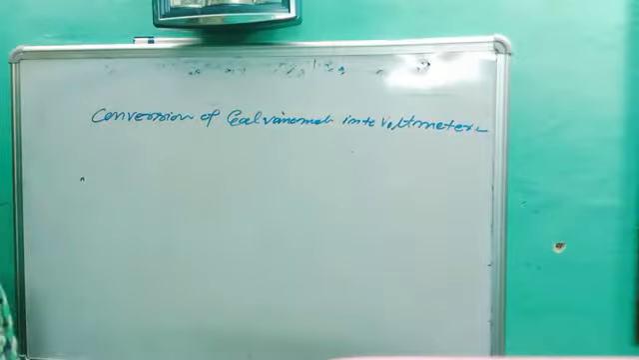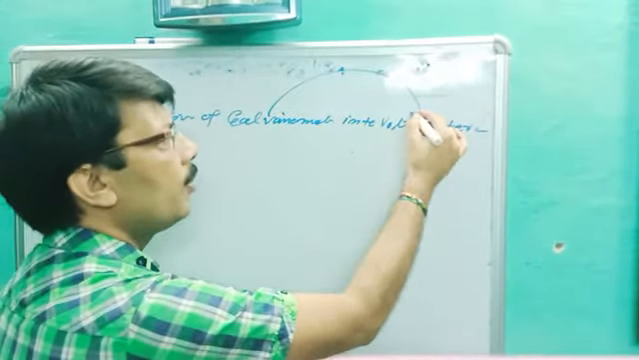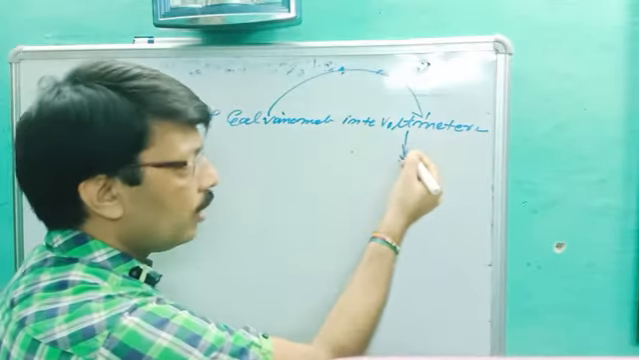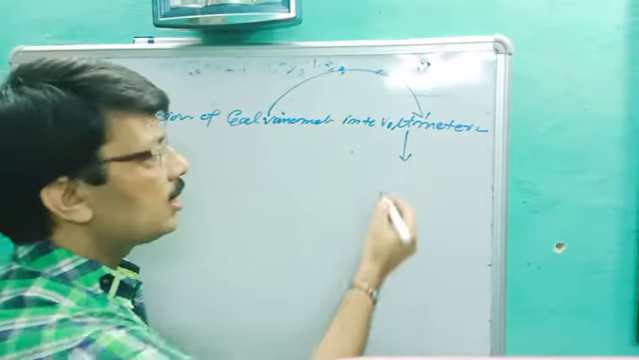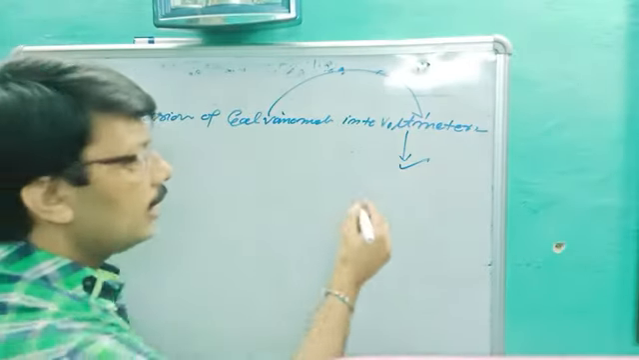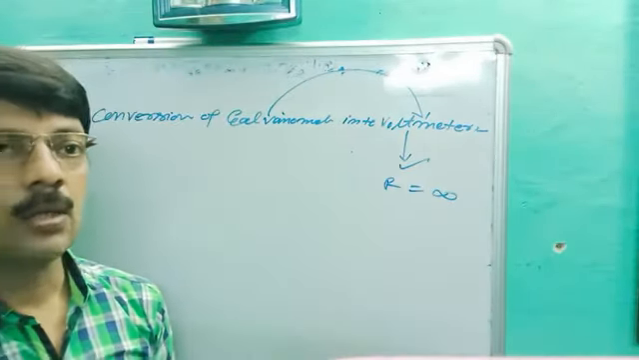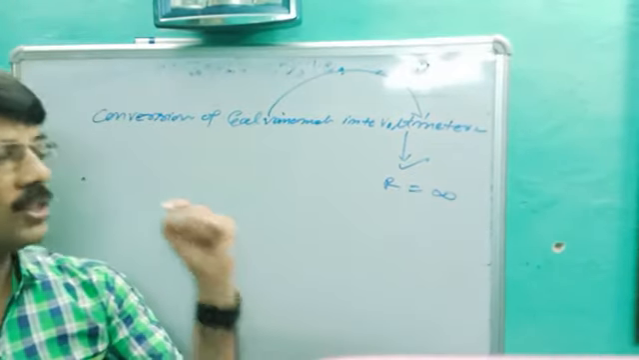Second topic, conversion of galvanometer into voltmeter. First, you come to know about the voltmeter. A voltmeter is a device which measures the voltage or EMF. For an ideal voltmeter, resistance should be infinite. See the difference: for an ideal ammeter, resistance should be 0.